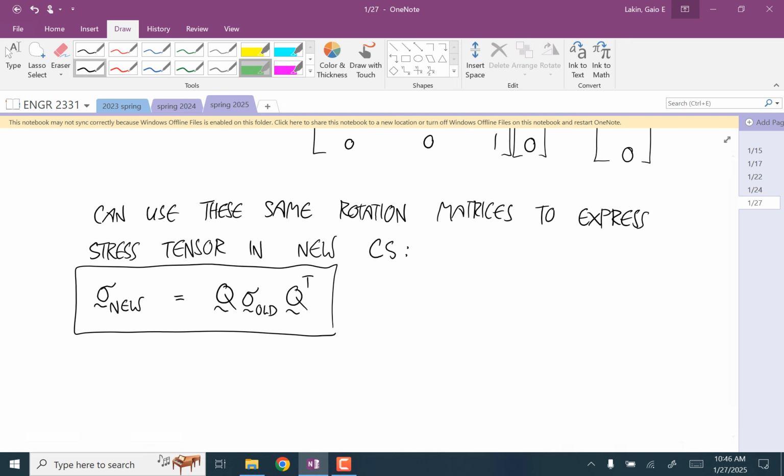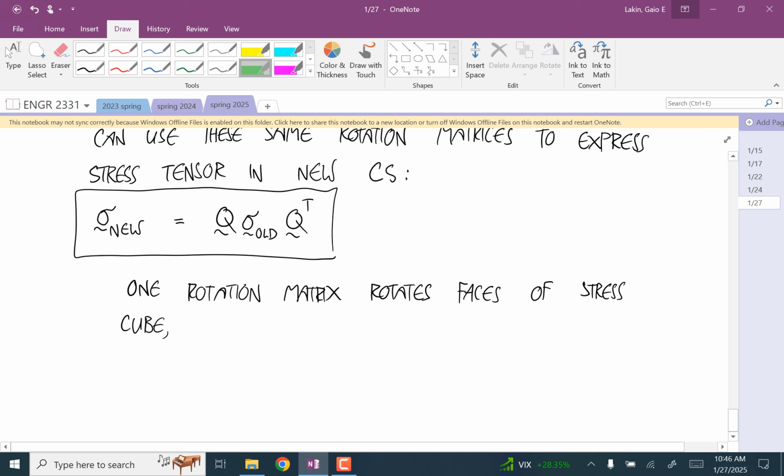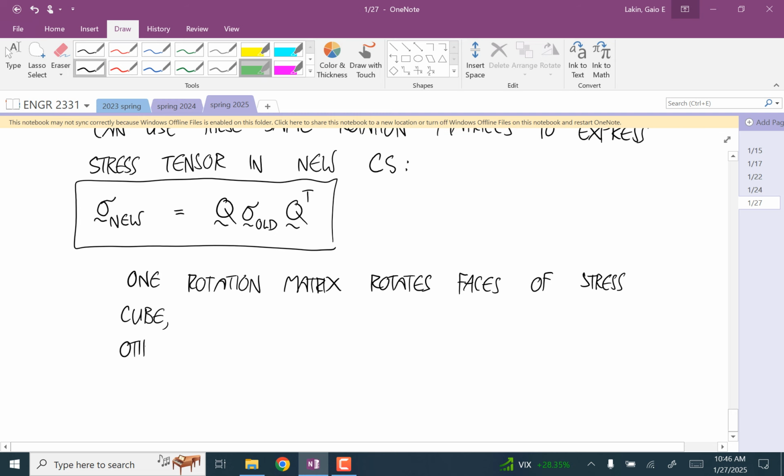So let me write that down. One rotation matrix rotates the faces of the stress cube. The other re-expresses the tractions in the new coordinate system.